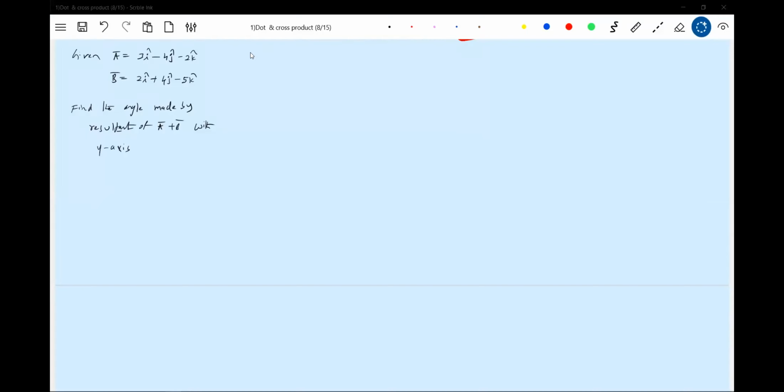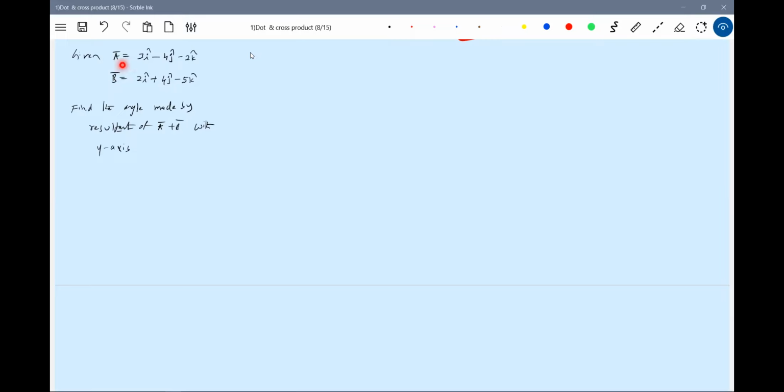Given a bar equal to 3 i cap minus 4 j cap minus 2 k cap, b bar equal to 2 i cap plus 4 j cap minus 5 k cap. Find the angle made by the resultant of a bar plus b bar with y axis. Something like angle between vectors. So the y axis also has some direction, and a bar plus b bar will have some direction.